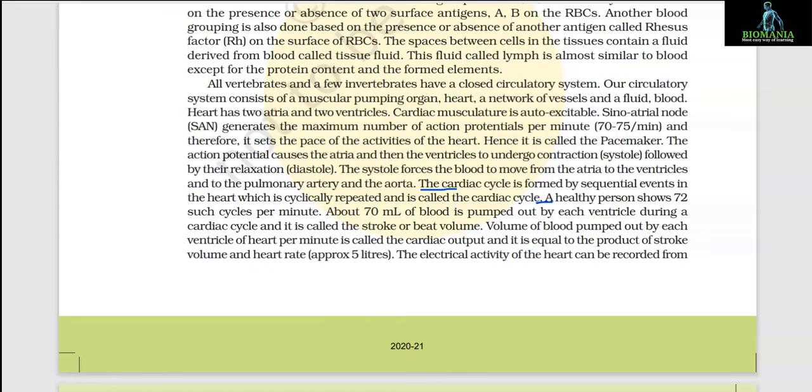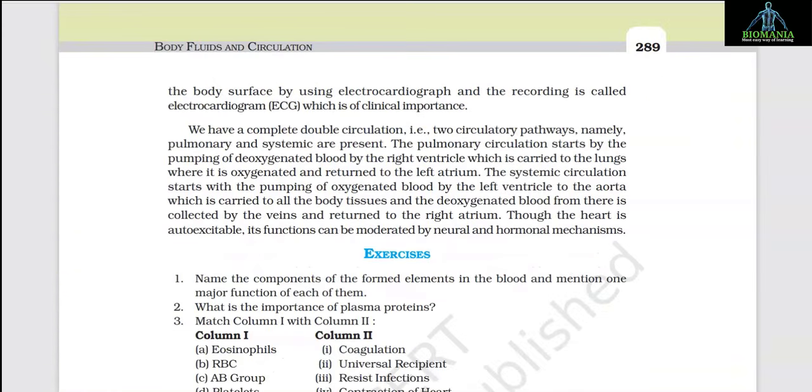About 70 ml of blood is pumped out by each ventricle during a cardiac cycle, and it is called the stroke or beat volume. The volume of blood pumped out by each ventricle of the heart per minute is called the cardiac output, and it is equal to the product of stroke volume and heart rate, approximately 5 liters. The electrical activity of the heart can be recorded from the body surface by using an electrocardiograph, and the recording is called an electrocardiogram, ECG, which is of clinical importance.